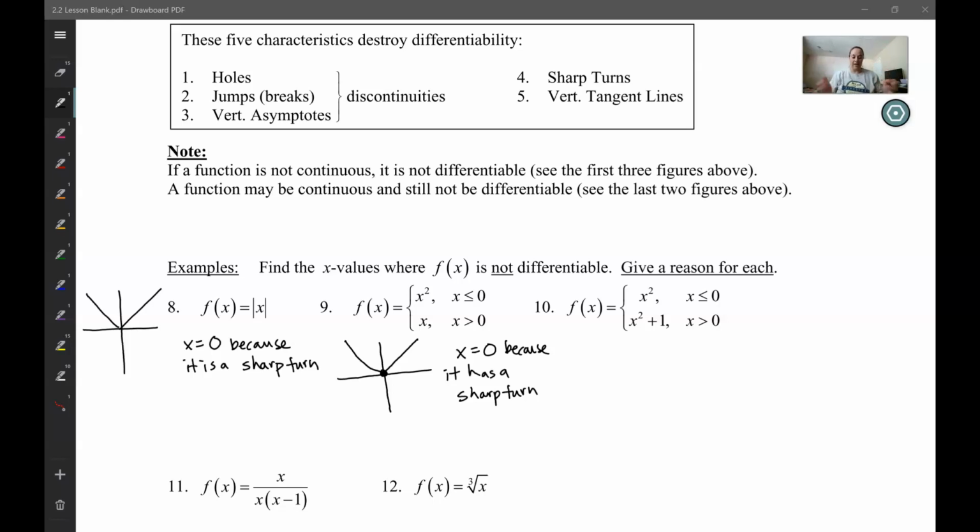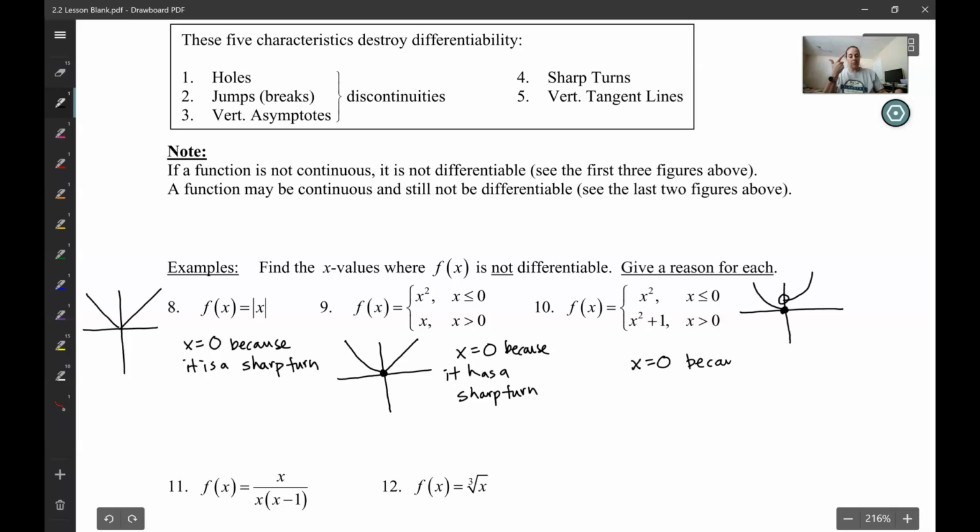Okay, now let's try number 10. So let's look at the graph. X squared when x is less than 0, so that's our parabola. Has a filled in circle. And then x squared plus 1. That plus 1 is going to be a vertical translation. It's going to move it up 1. So it's going to look something like that. Now we go through our list. Are there any holes? No holes. Are there any jumps? Yes. So I'm going to say x equals 0 because it has a jump. Now we can finish it out. No vertical asymptotes, no sharp turns, and no vertical tangent lines. Or if you went to draw the slope, it would be a vertical line. That's what a vertical tangent line is. So that one's good.